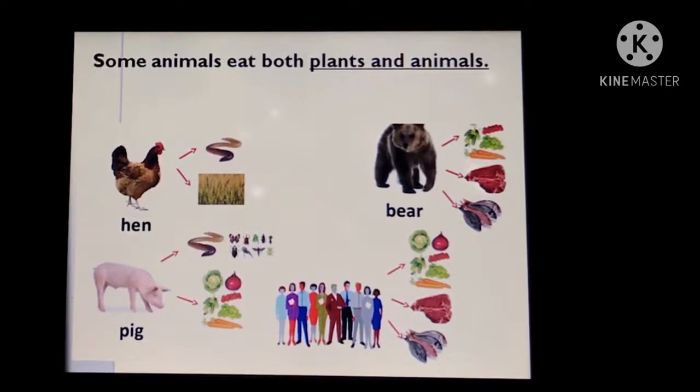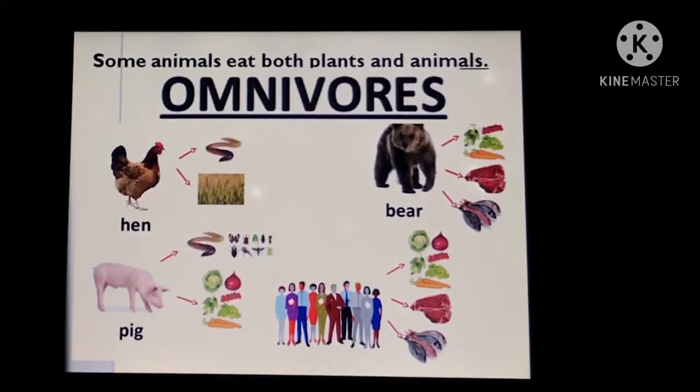The bear eats plants and meats. For us humans, we also eat plants as well as meats. For example, the fish, the pork, the beef, those are examples of meat. So, these are what we call the omnivores. Again, these animals who eat both plants and animals, these are what we call the omnivores.